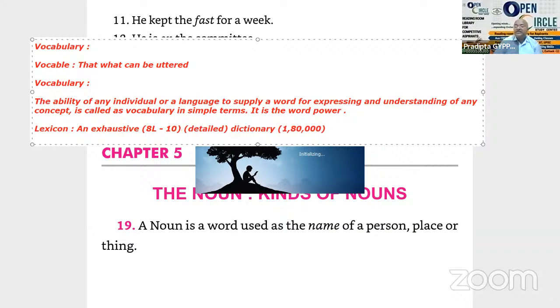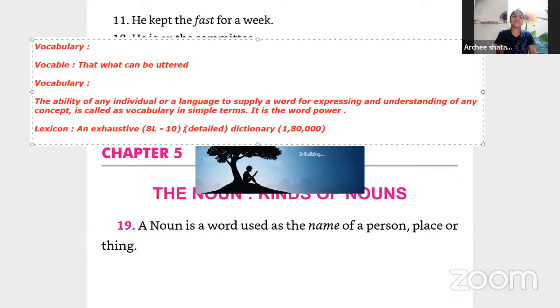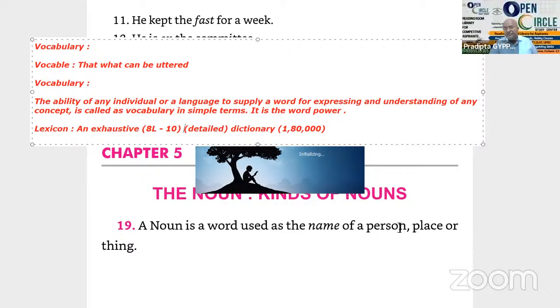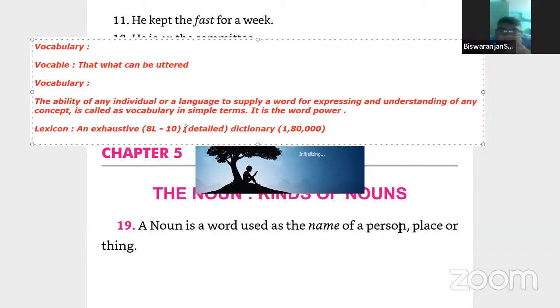You get only lexicon in good libraries. If you ever get a chance to go to a good library, you will find a big dictionary, very thick. And it would be kept open on a table. Have you ever seen that in any library? Yes, sir. Where did you see that? At my school. Good. So that is a lexicon. Sir, I have seen it at my school.